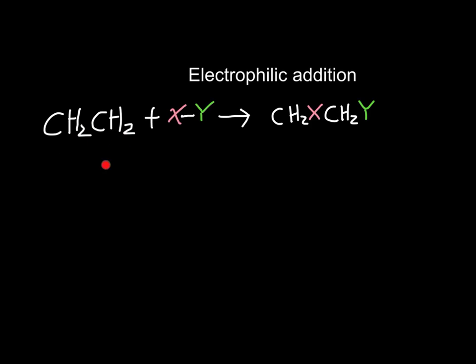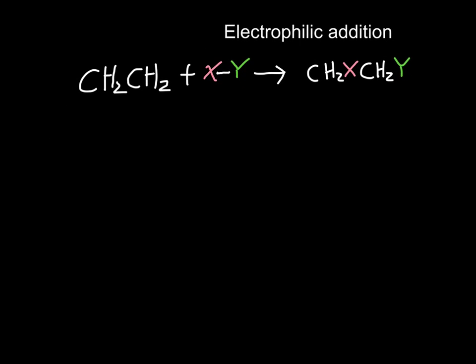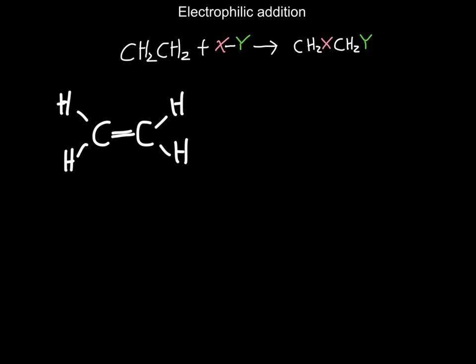You start off with an alkene, in this case ethene. You add a substance with two atoms bonded together, so this is X and Y, and you can see that X joins onto one carbon and Y joins onto the other carbon. So let's look at the mechanism for this. So here we have our alkene.